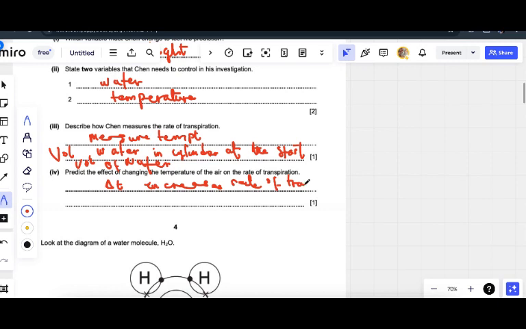Increases rate of transpiration. If you decrease temperature, it will decrease the rate of transpiration. How or why? Because the hotter the environment, the more the water in the leaf will be heated up, and the more it will be lost. So if you decrease temperature, it will reduce the rate of transpiration.